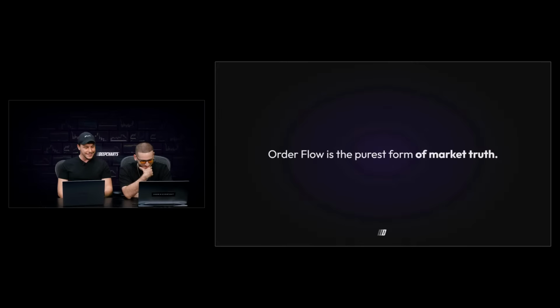This is the ugly truth. Order flow is the purest form of market truth. It's not something that me and Andrea are doing as a marketing initiative. We discovered the flow of orders. No, it's not like this. It's how the market really moves.